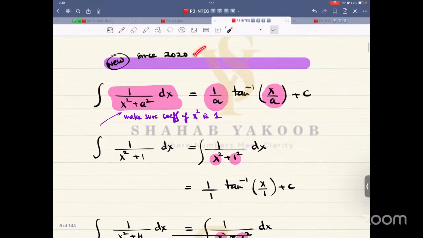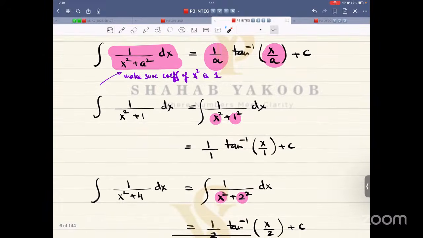This is part of the syllabus since 2020, an important one. If you have a fraction in this form, 1 is a constant at the top. Any other constant, put it on the outside. The coefficient of x squared is 1, and there is a plus sign, not a negative sign. If there is a negative sign, that can become a partial fraction. So this is x squared, this thing is a squared. So this is 1 over a tan inverse x over a plus c.